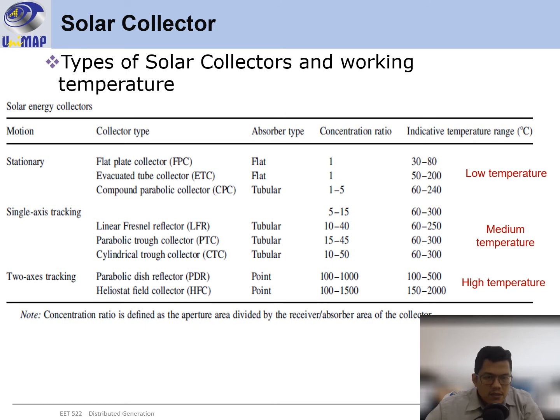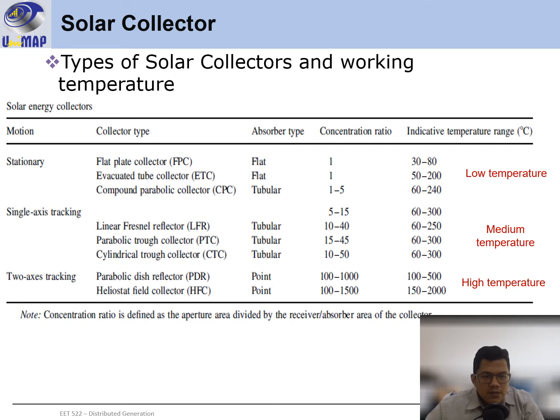This is covered by the linear Fresnel reflector, parabolic trough collector, and cylindrical trough collector, and they are working in the range from 60 degrees C until 300 degrees C. Okay, this one is normally for electrical power generation as well.